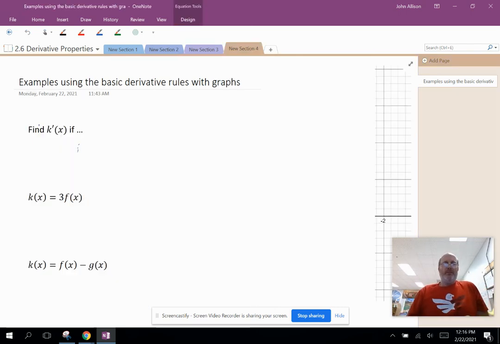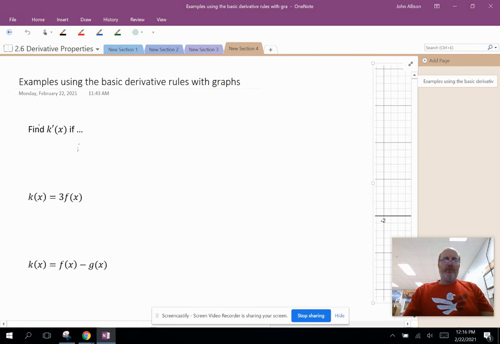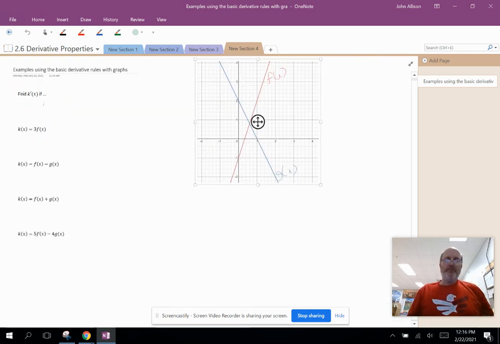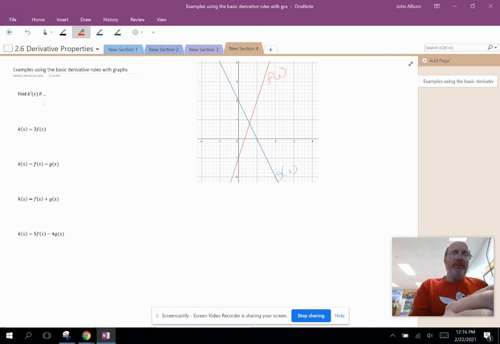Let's do a couple more examples where we have, let's see, where did the graph go? Not sure what happened there. There we go. Okay, we've got the graph of two functions, f of x and g of x, both linear functions. Recall that for linear functions, the instantaneous rate of change is constant. So the derivative of f of x with respect to x, or f prime of x, for linear functions is the slope of the line.